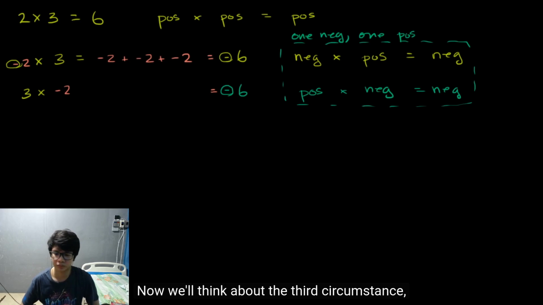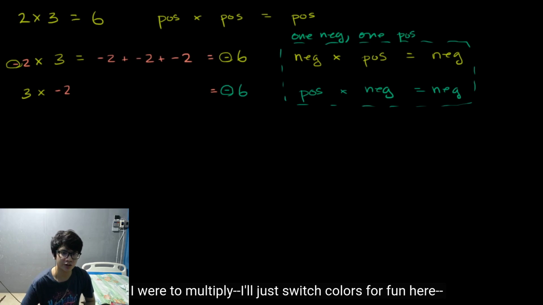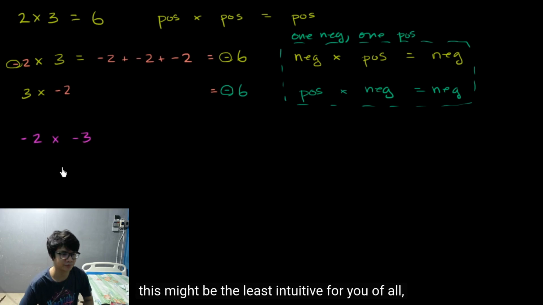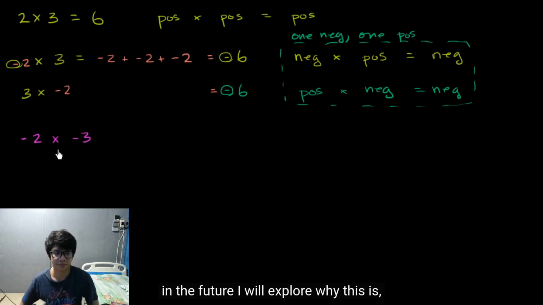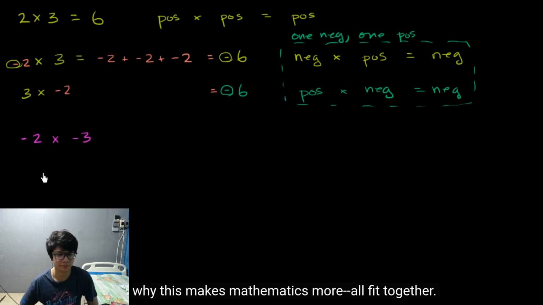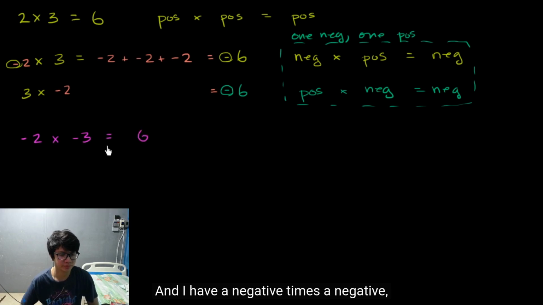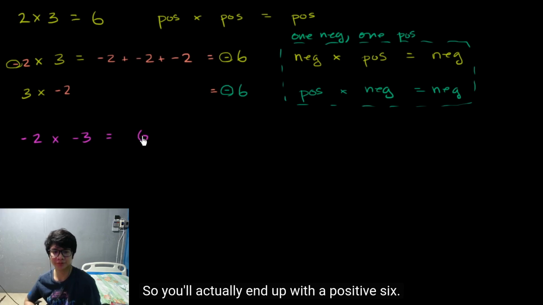Now let's think about the third circumstance, when both of the numbers are negative. So if I were to multiply, I'll just switch colors for fun here, negative 2 times negative 3, and this might be the least intuitive for you of all, and here I'm just going to introduce you to the rule, and in future videos we'll explore why this is and why this makes mathematics all fit together. But you say, well, 2 times 3 would be 6, and I have a negative times a negative, and one way you can think about it is that the negatives cancel out. And so you will actually end up with a positive 6.